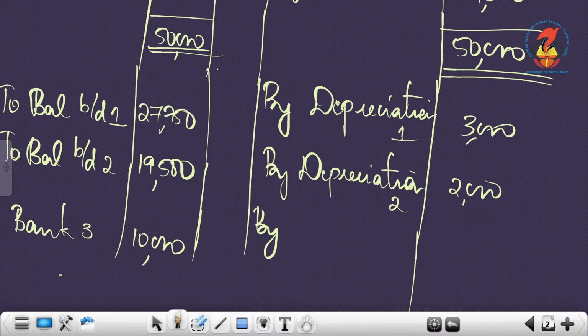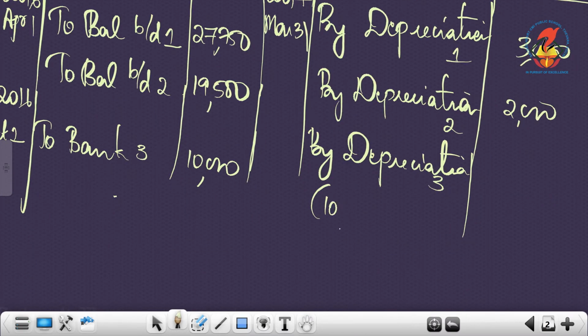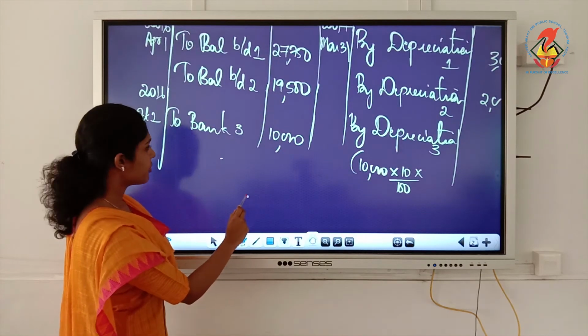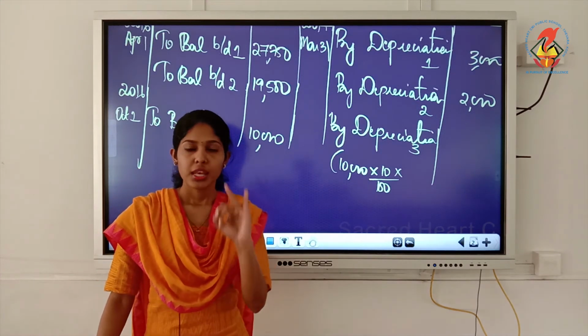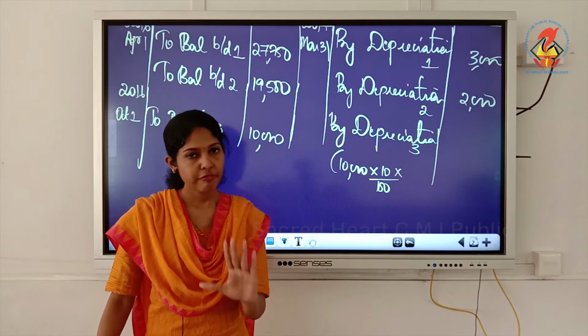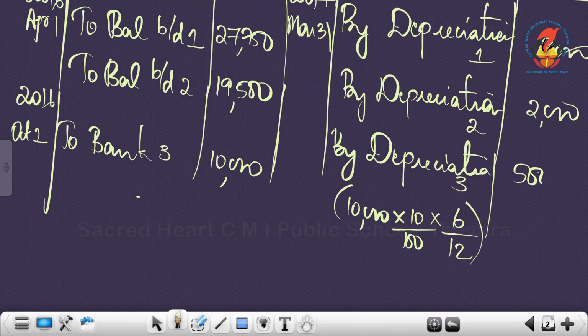So we will charge on that also. The date is the year ending for this, that is 2017 March 31st. By depreciation 3, we will do the calculation on this 10,000. So it will be 10,000 into 10% for how many months? We purchased on October 1st. So you have to start counting from October. So it will be October, November, December, January, February, March. So we have to do for 6 months. So half of 1000 will be 500.